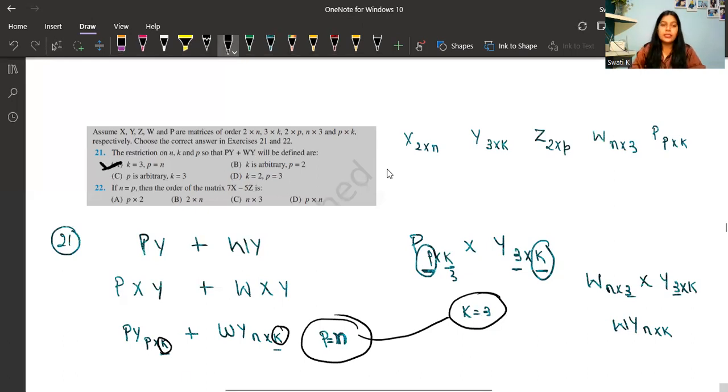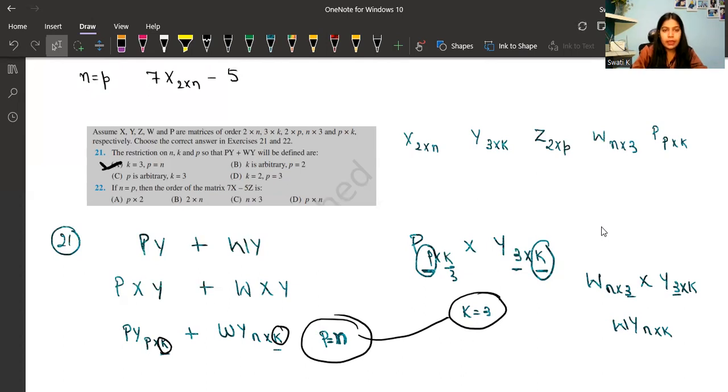Okay, now let's move to the second question: if n is equal to p, then the order of the matrix 7x minus 5z. So let me start here. It is given n is equal to p. 7x, what is the order of x? 2 cross n, right? And then minus 5z, the order of z is 2 cross p, right?